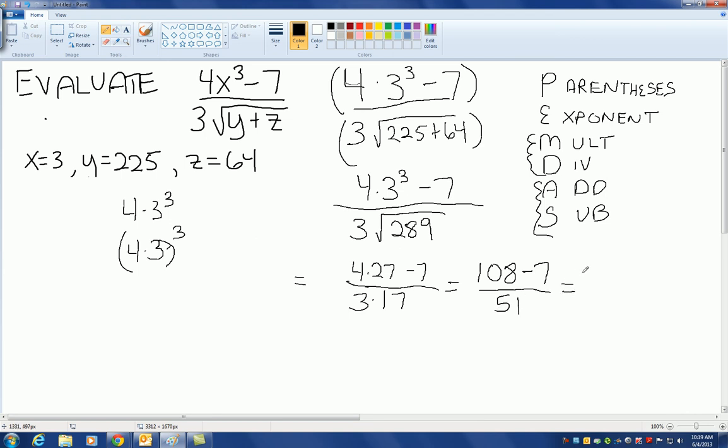And finally, we do our addition and subtraction from left to right. There's only one. 108 minus 7 is 101 over 51.